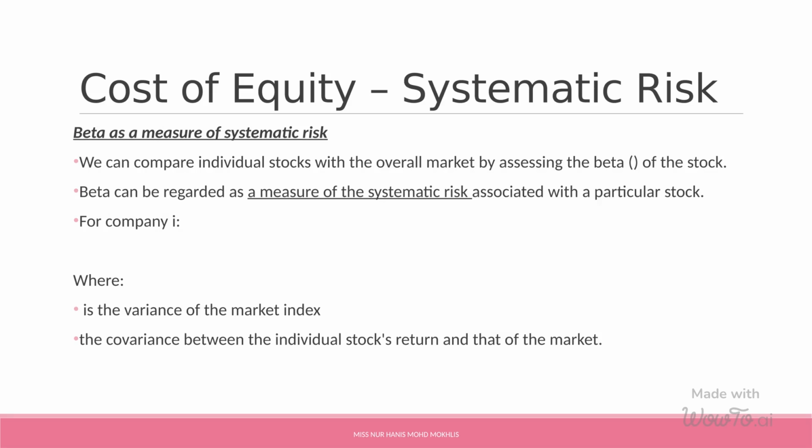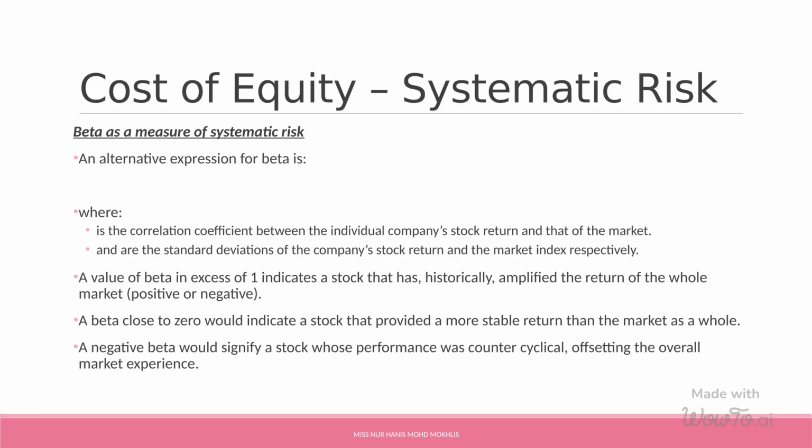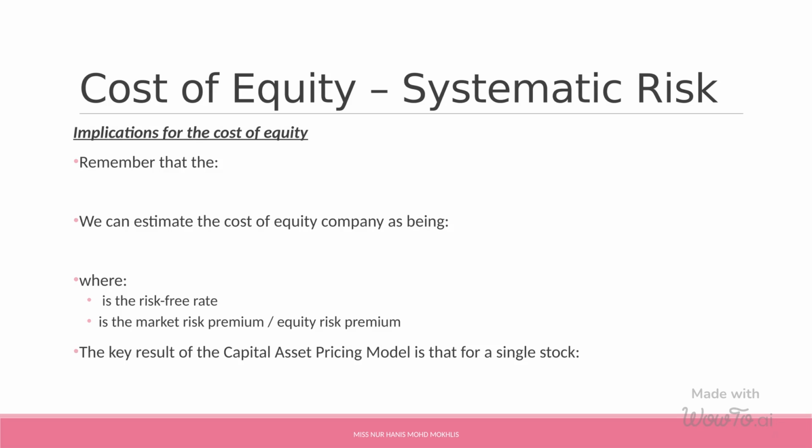Beta is a measure of a stock's volatility relative to the market. A beta greater than 1 indicates higher volatility than the market, implying higher risk and, therefore, a higher cost of equity. Conversely, a beta less than 1 indicates lower volatility and a lower cost of equity. By using CAPM, the cost of equity formula is as follows.